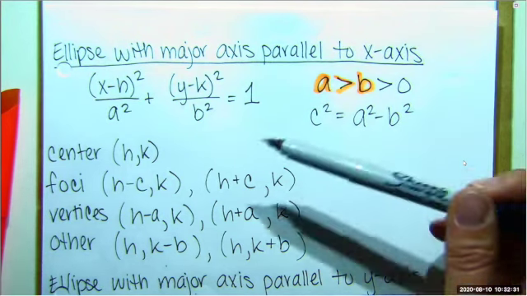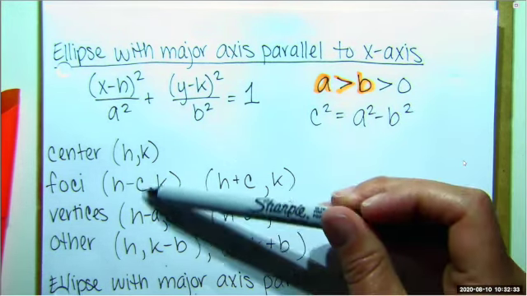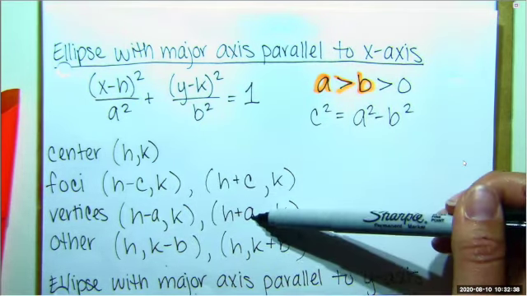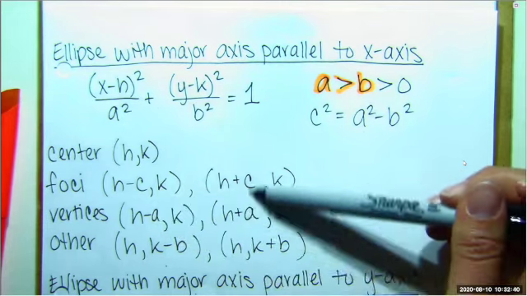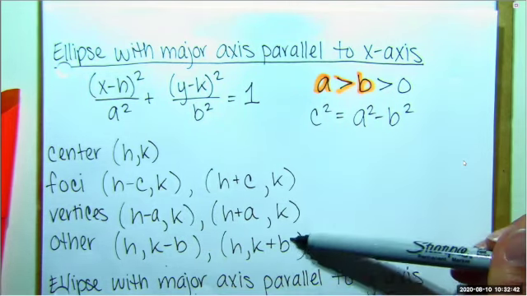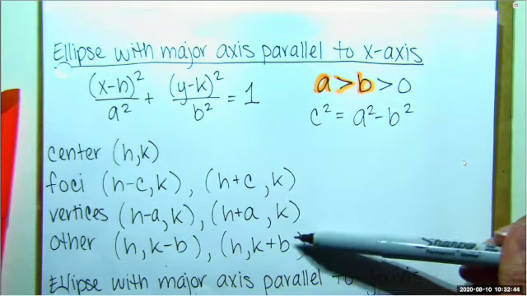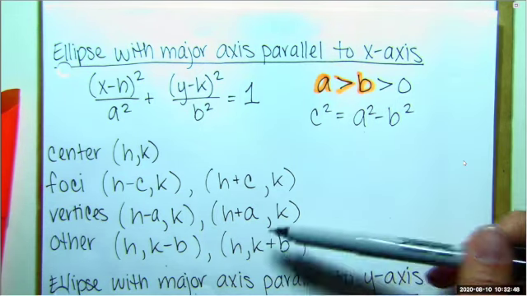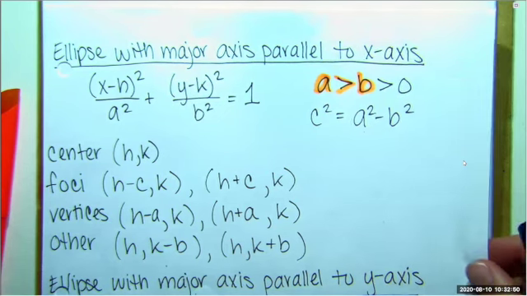Some other things you want to note here, the foci, the vertices, these are on the major axis. And since the major axis is parallel to the x-axis, we'll go plus or minus a and c on the x coordinate. These other points, these points of intersection with the minor axis, that's going to be up and down along the y coordinate. So you can see we've added and subtracted b on the y coordinate.